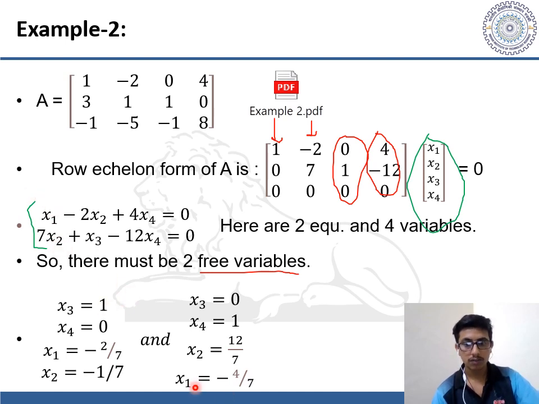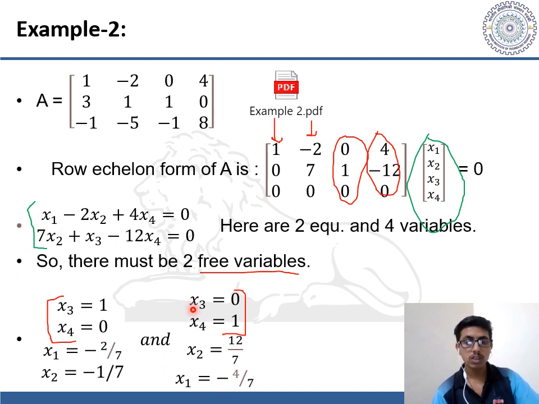Now choose the free variables x3 and x4. We get these two conditions, where in the first condition we choose x3 equal to 1 and x4 equal to 0, so we get the other two variables x1 and x2. In the second condition we choose x3 equal to 0 and x4 equal to 1, so we get x2 is 12 by 7 and x1 is minus 4 by 7. These can be calculated from these two equations.